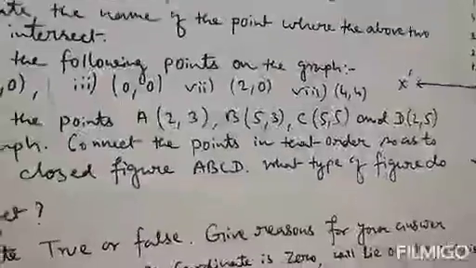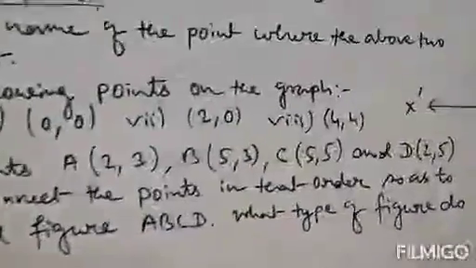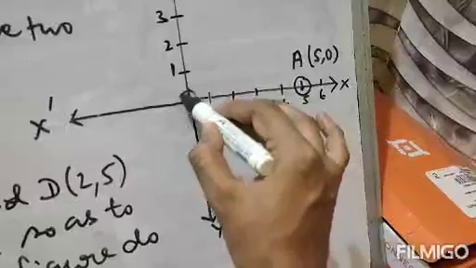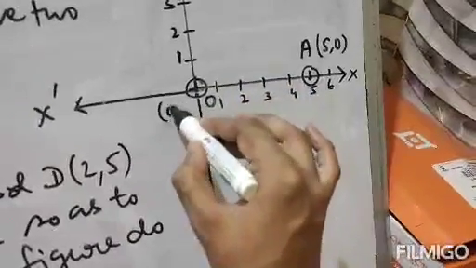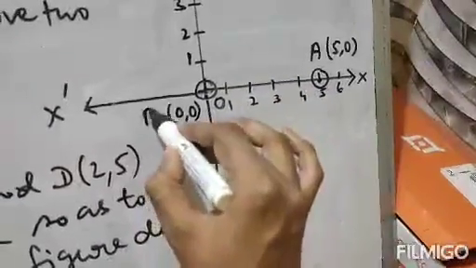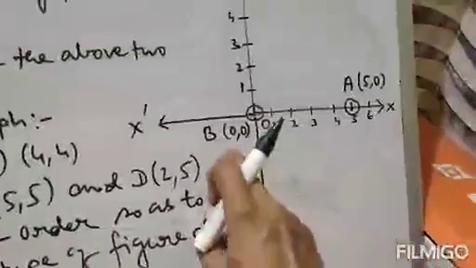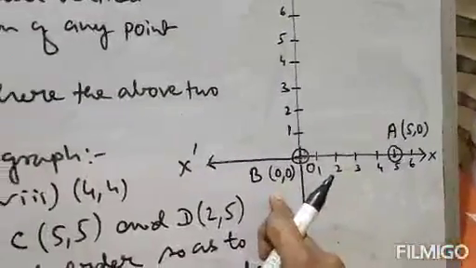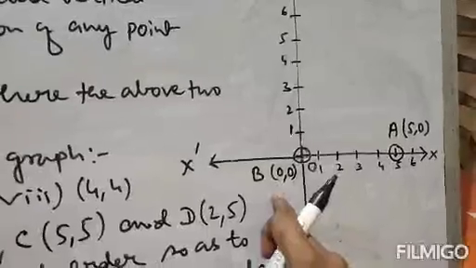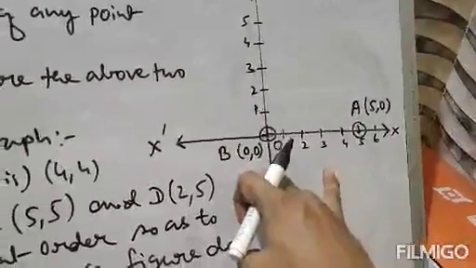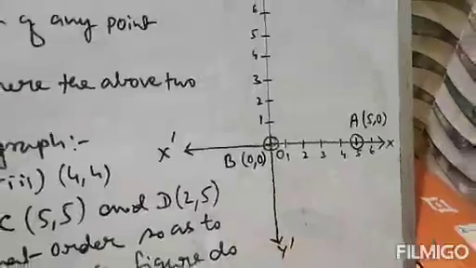Now the second one is 0 comma 0. 0 comma 0 means it is the origin point. Here, this is the 0 comma 0 point. Suppose this is the point B, this is 0 comma 0. Clear? Because here the position of the point with respect to the x axis is 0, and the position with respect to the y axis is also 0. That means only this is the origin point.